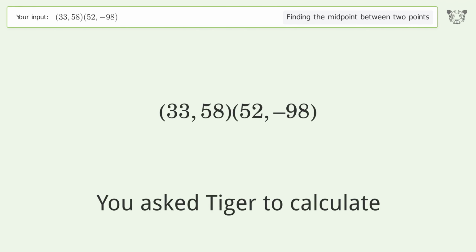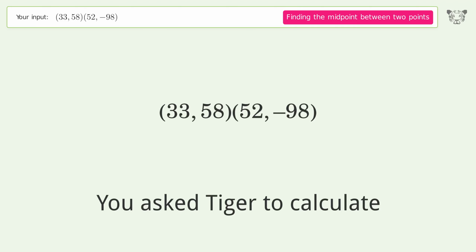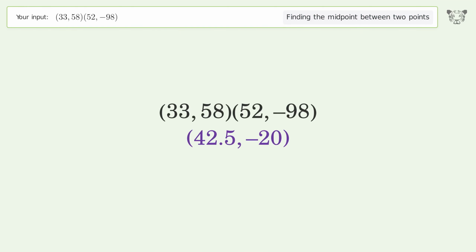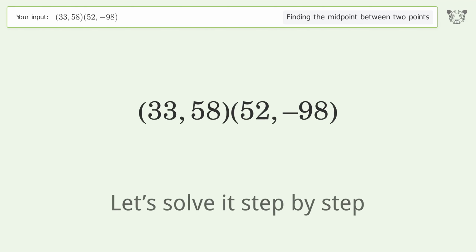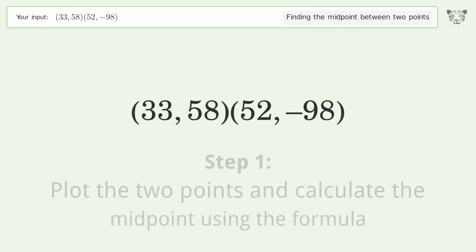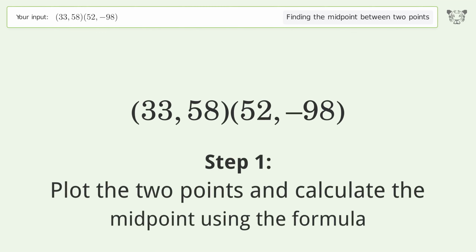You ask Tiger to calculate. This deals with finding the midpoint between 2 points. The midpoint between the 2 points is 42.5, -20. Let's solve it step by step. Plot the 2 points and calculate the midpoint using the formula.